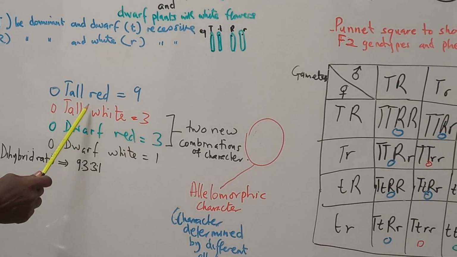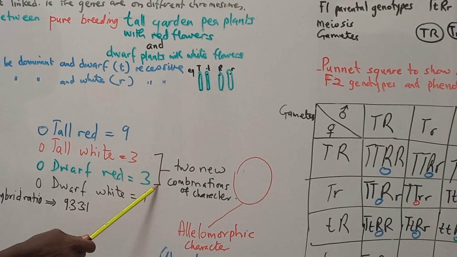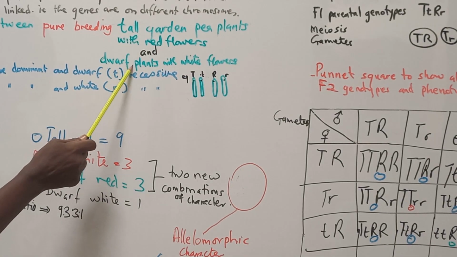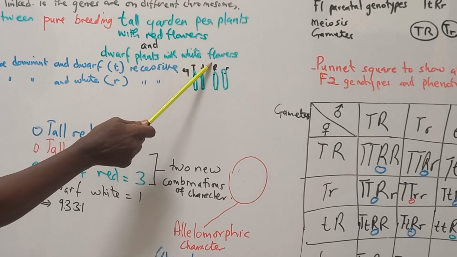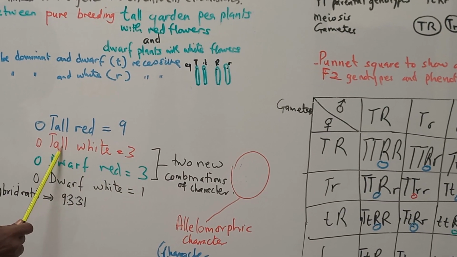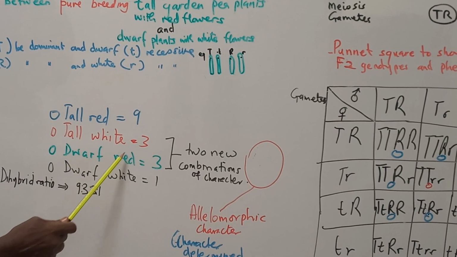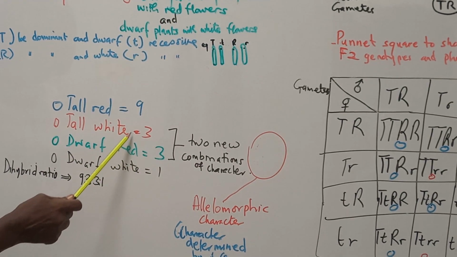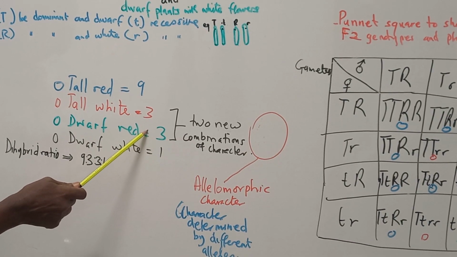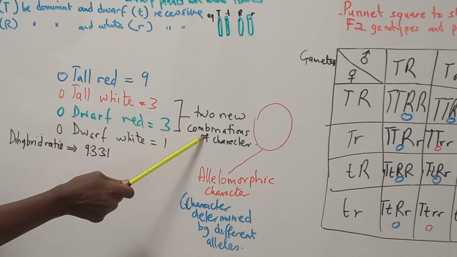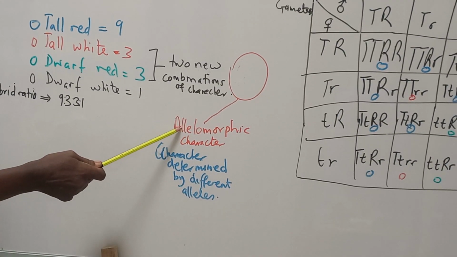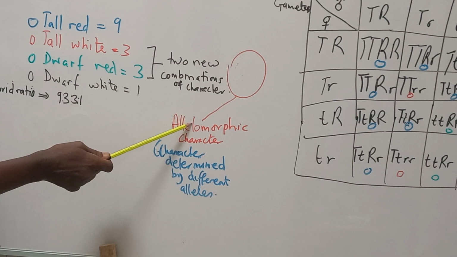And if you look, we have 2 new combinations of characters. We started with tall red plants and dwarf white plants. So we have tall red and dwarf white. But these tall white and dwarf red are 2 new combinations of characters that we didn't start with. And these 2 new combinations are called allelomorphic characters. This is a character determined by different alleles.